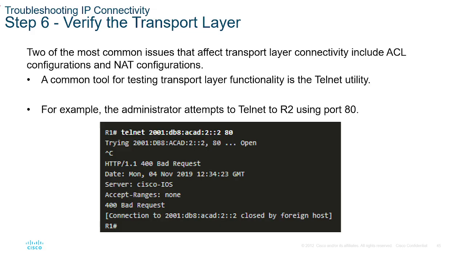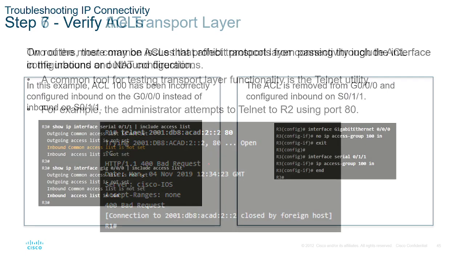Now we have another step, verify the transport layer. The most common issues in transport layer connectivity include ACL configuration and NAT configuration. So we have NAT and we have ACL. A common tool for testing transport layer functionality is the Telnet utility. For example, an administrator attempts to Telnet to R2 using port 80. Now we have Telnet using the IPv6 address and port 80.